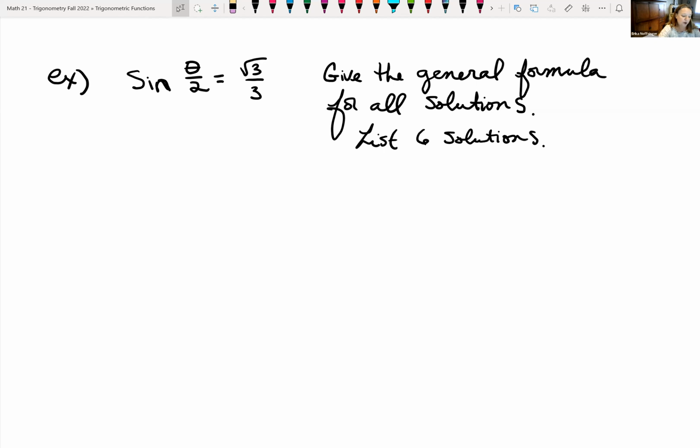So looking at one more example, we have sine of theta over 2 equals √3/3. This time, the direction says give the general formula for all solutions. So all solutions could be outside of 0 and 2 pi, and then it wants us to list 6 of the solutions. So we would approach this the same way, because our argument is not just theta. Let's just choose that A to be theta over 2.